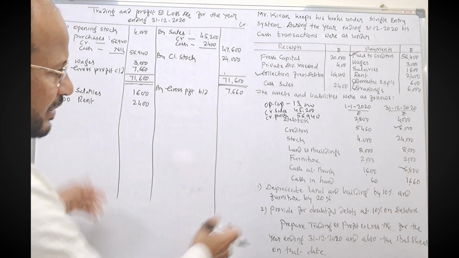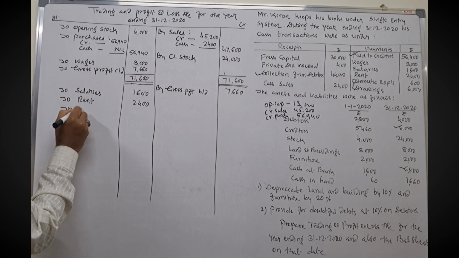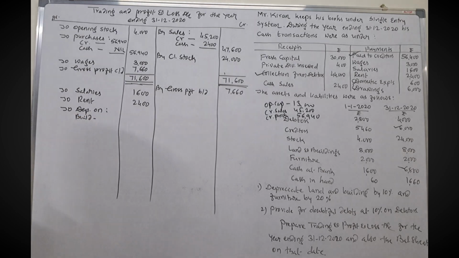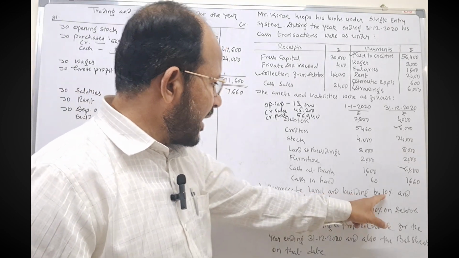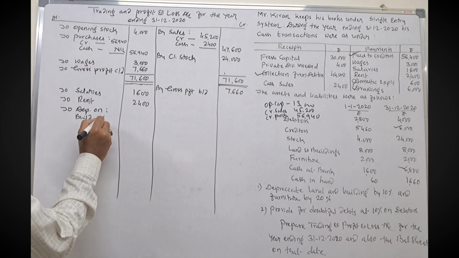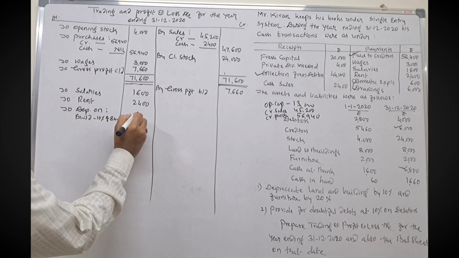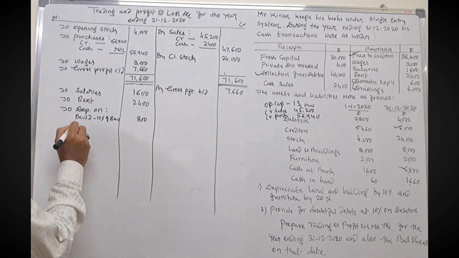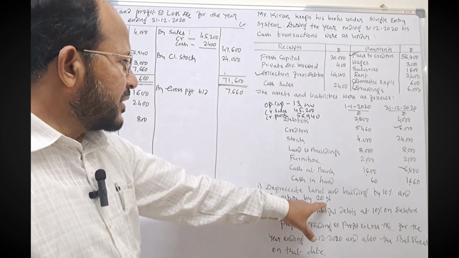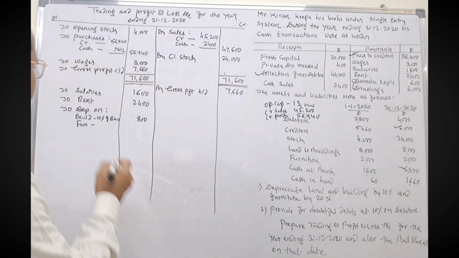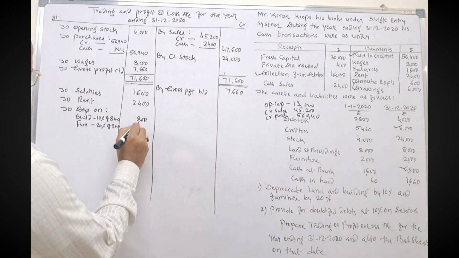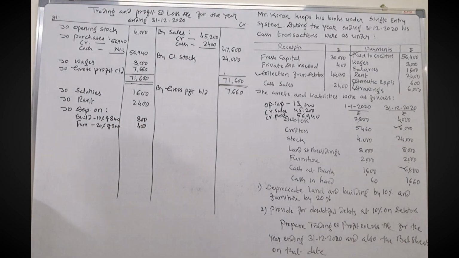Okay, fine. After this, depreciation is there, that we will show. Depreciation on building. Depreciate land and building by 10%. 10% of what? Closing value of land and building, 8,000. 10% of 8,000 comes to rupees 800. Next one is depreciation on furniture. What is the depreciation? 20% of furniture. Closing value is 2,000. Therefore, 20% of rupees 2,000 comes to rupees how much? 400 rupees.